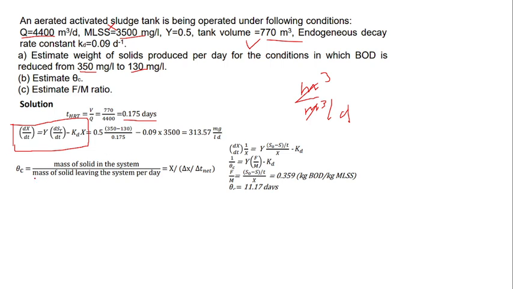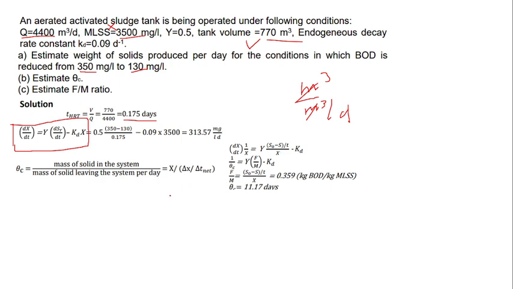Okay. So now the next question is to find the theta C. It is the mean residence time of the sludge in that activated sludge tank. How long it is there in the tank. So it is obtained by theta C is equal to mass of the solid in the system. The solid is nothing but the biomass, so that is X. And then mass of the solid leaving the system per day. So this is dX/dt net. How much it is leaving per day. Okay. This can be found indirectly by using this relation.